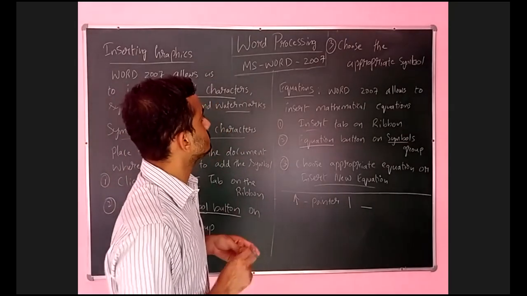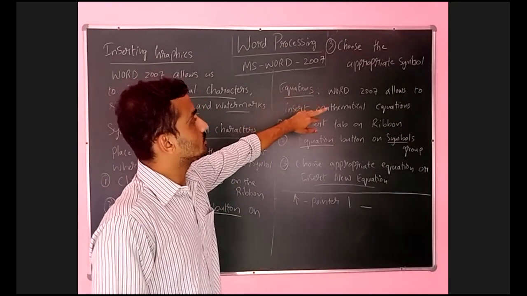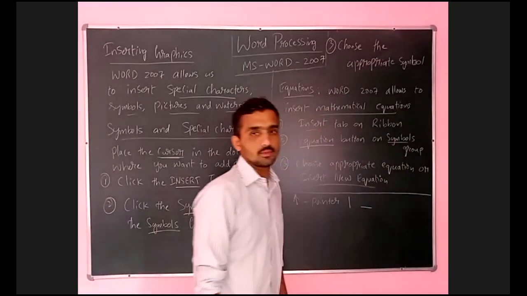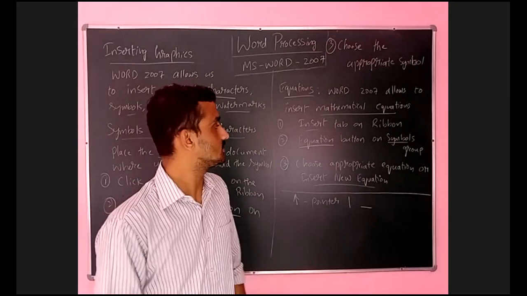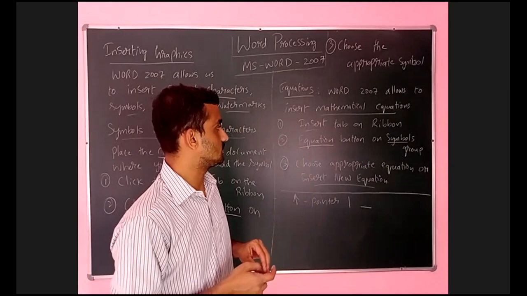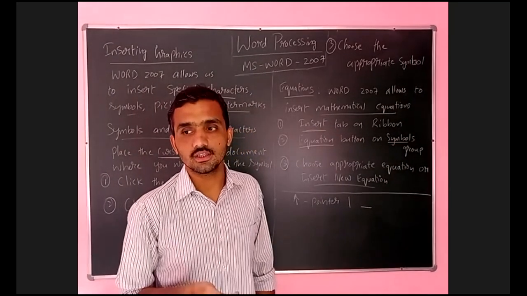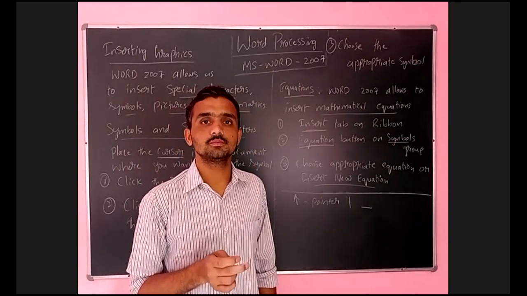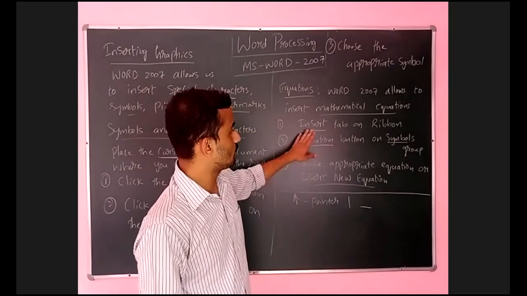Okay. Then coming to the equations. Okay. So Word 2007 allows to insert mathematical equations. So if we want to add mathematical equations like pi r square, whatever it is, some mathematical equations, you can go to the equations options. Same thing, insert tab, because adding equation is nothing but inserting, right? So we have to go for the insert tab.